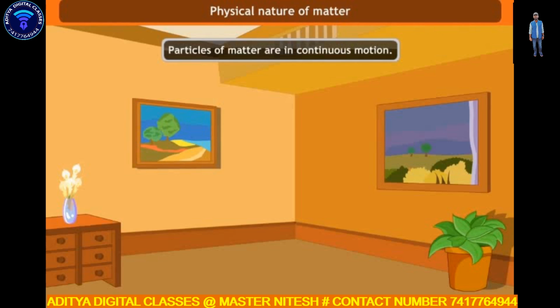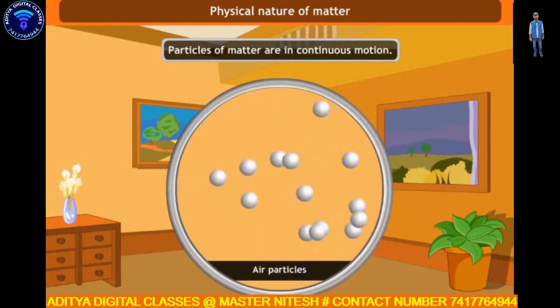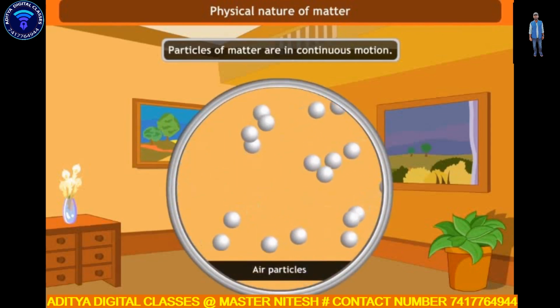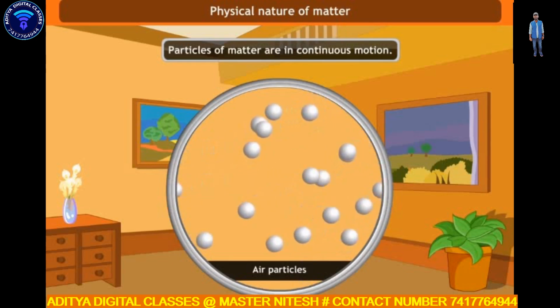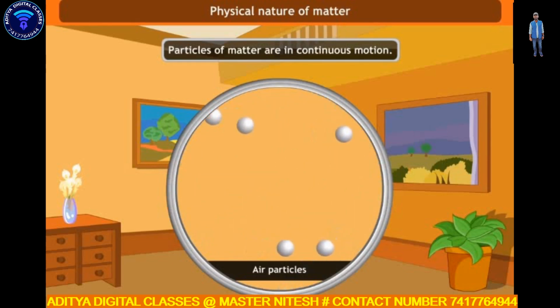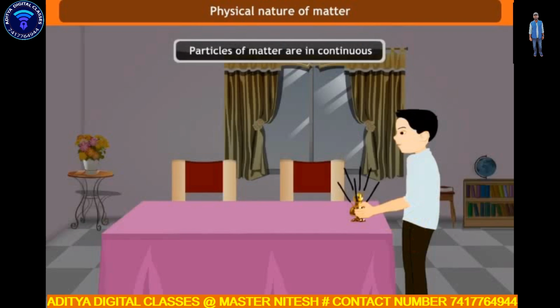We know that there is a lot of space present between the particles of matter. Particles of matter are never at rest and keep moving continuously in these free spaces. Although their movements are not visible to the naked eye, it can be proved through the following activity. Take some incense sticks and smell their fragrance. Now place them at a distance from yourself and try to smell them.